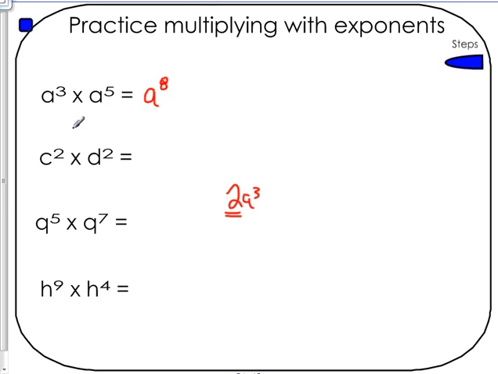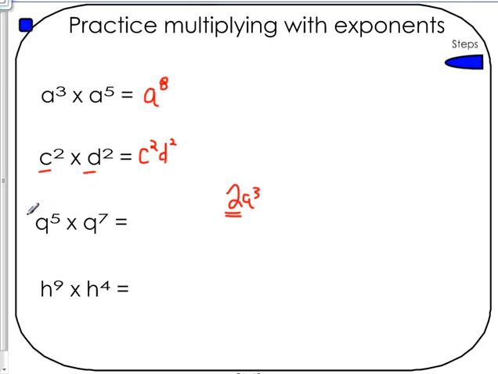All right. Next one, we have c squared times d squared. Well, c and d are not the same, so we can simply write it as c squared d squared. All right, and that's it. We can't add them together because the bases are not equal.